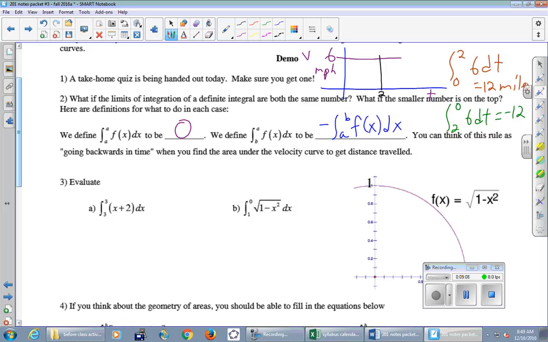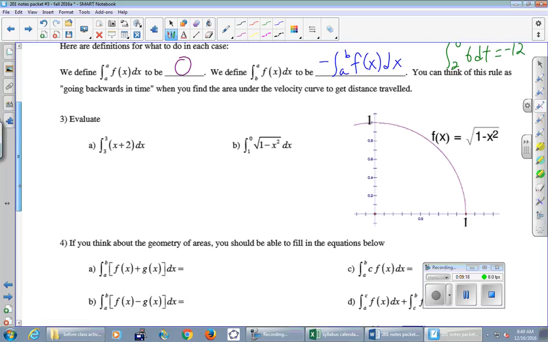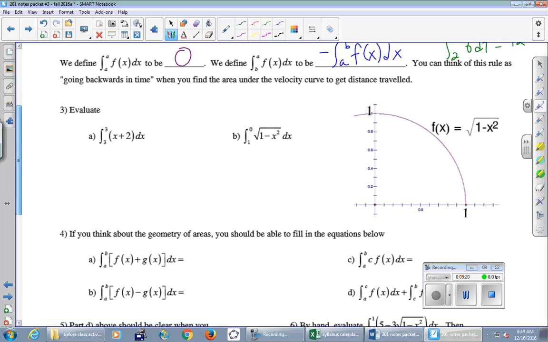So anytime you want to change the order of the limits of integration, just make it negative. Okay, so let's try 2 examples where we apply those definitions. Integral from 3 to 3 of x plus 2 dx, 0. Easy, easy. Okay, the next one, integral from 1 to 0 of the square root of 1 minus x squared dx.